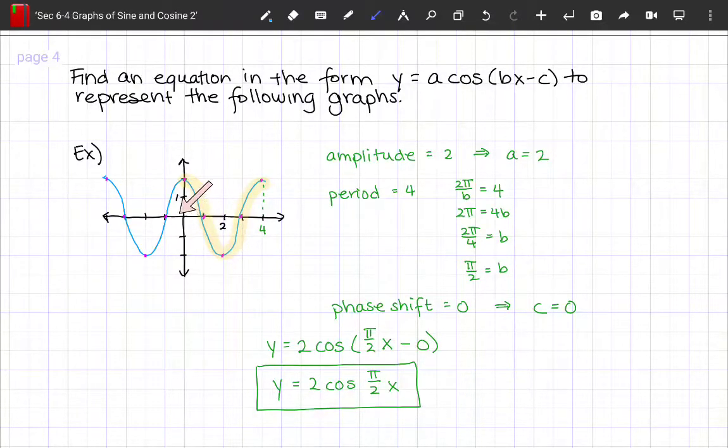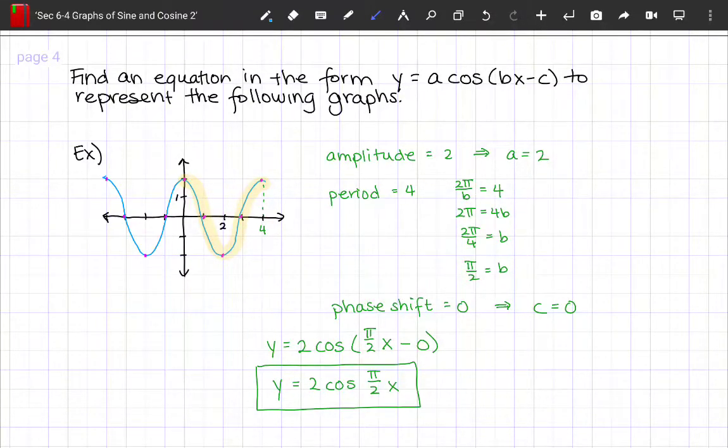I can see that from the middle, I'm going up 2 units or down 2 units, so that means my amplitude is 2. And because this cup is holding water, there's no reflection, so A is positive 2. I can also see that it completed 1 period in 4 units, so my period is 4. But remember, the period is also 2 pi over b. So if 2 pi over b is equal to 4, I can solve this for b and find that b is pi over 2. So just make this equation to find your value for b.